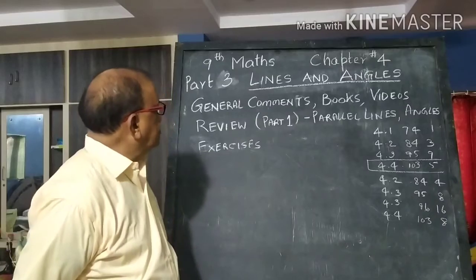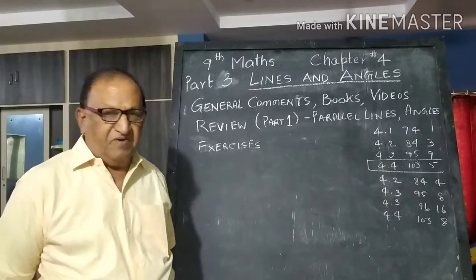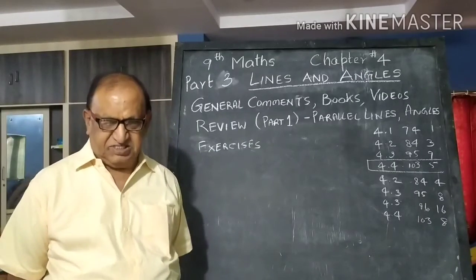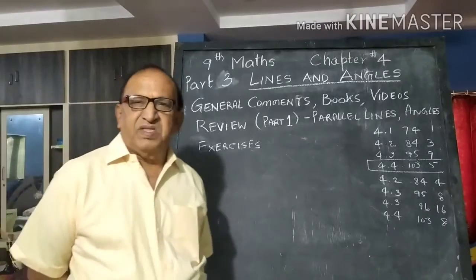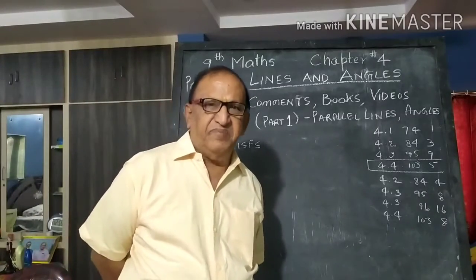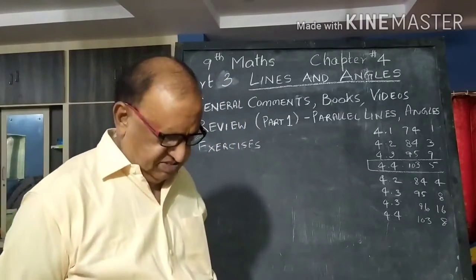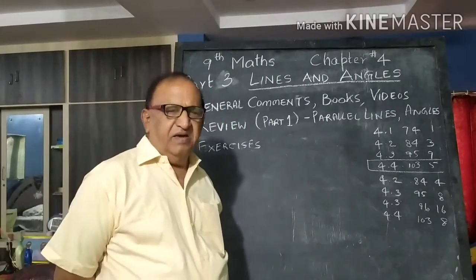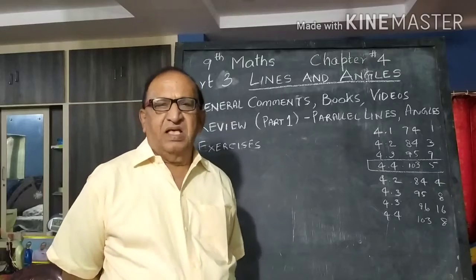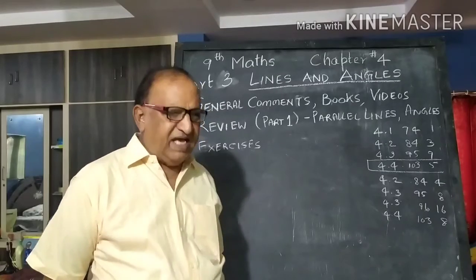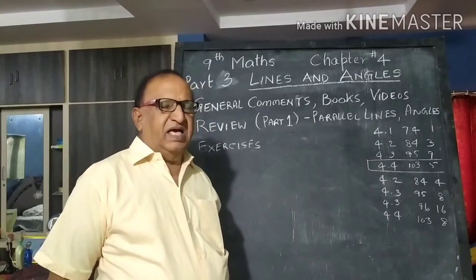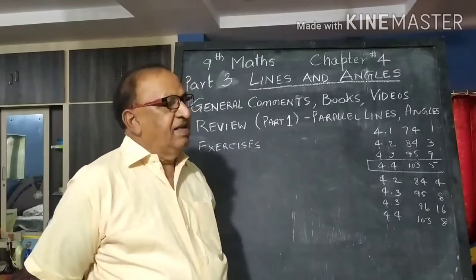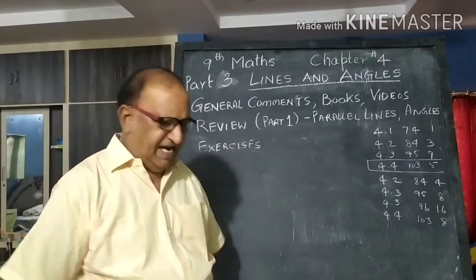I am continuing this chapter number 4, lines and angles. So basically, it gives the relation between lines and angles. I will briefly review the theoretical portion. When you take two lines, they should intersect, or they are parallel, or they coincide.